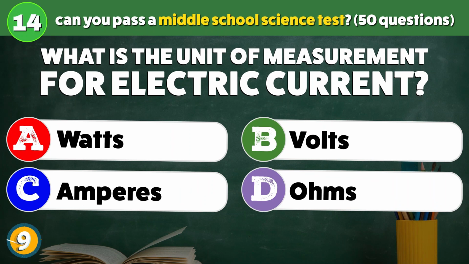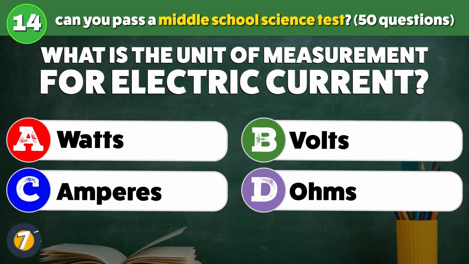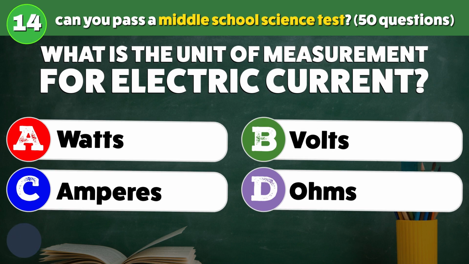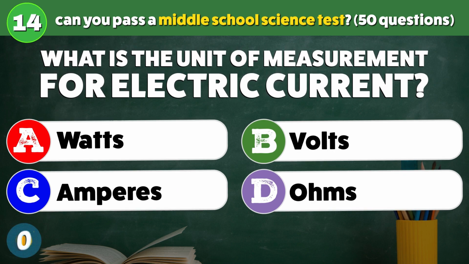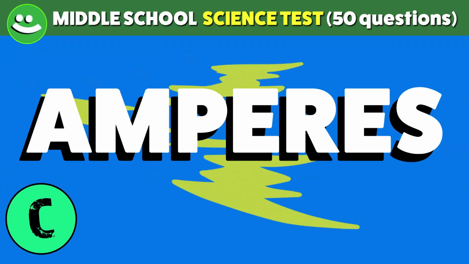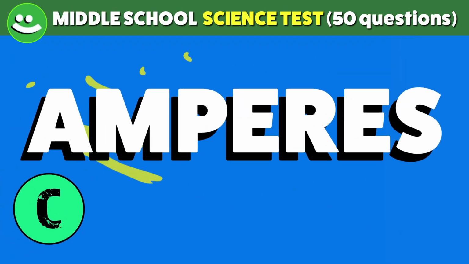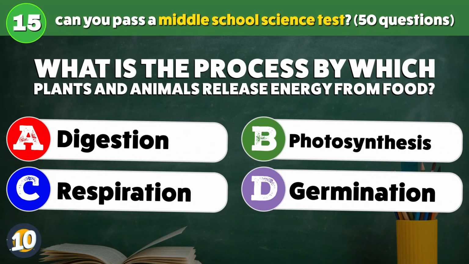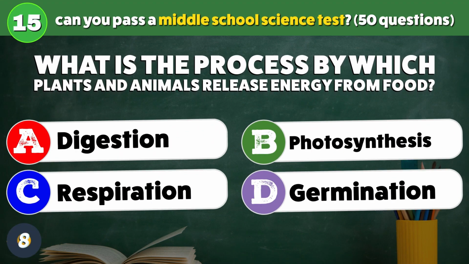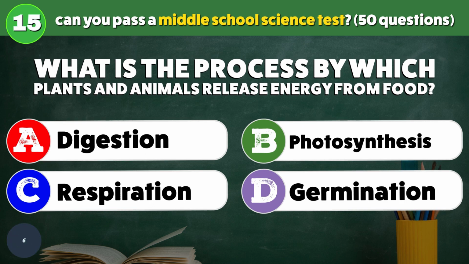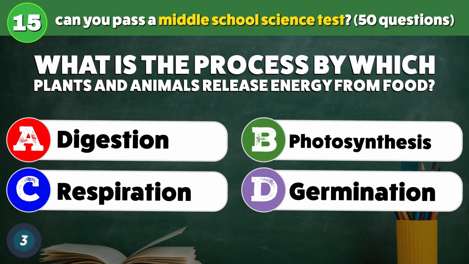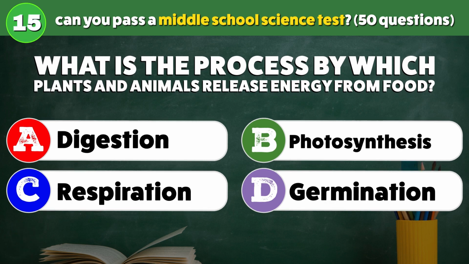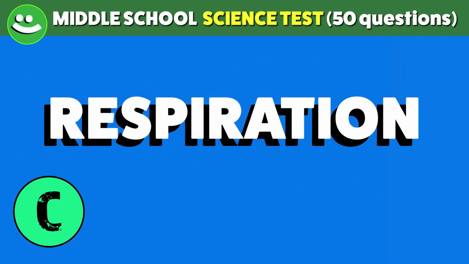What is the unit of measurement for electric current? Is it watts, volts, amperes, or ohms? It's amperes. What is the process by which plants and animals release energy from food? Is it digestion, photosynthesis, respiration, or germination? It's respiration.